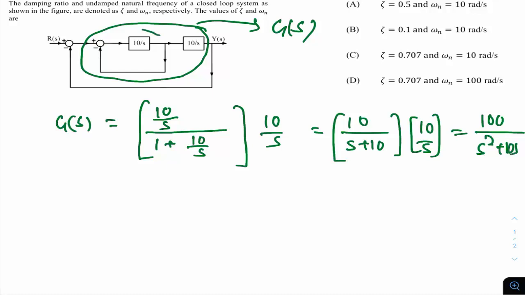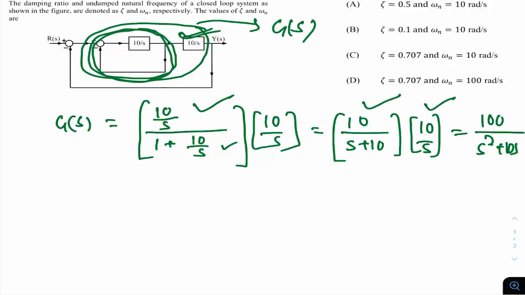Right, because this segment is again a unity negative feedback closed loop system. It is again G by 1 plus G. So 10 by S divided by 1 plus 10 by S. This is in cascade with this 10 by S. So that's why I'm multiplying this 10 by S. By simplifying this, by multiplying S, this factor is 10 by S plus 10, and this is 10 by S. 10 times 10 is 100, and denominator is S square plus 10S.